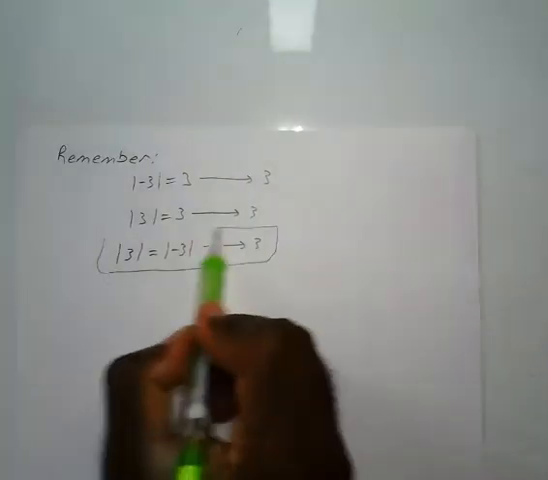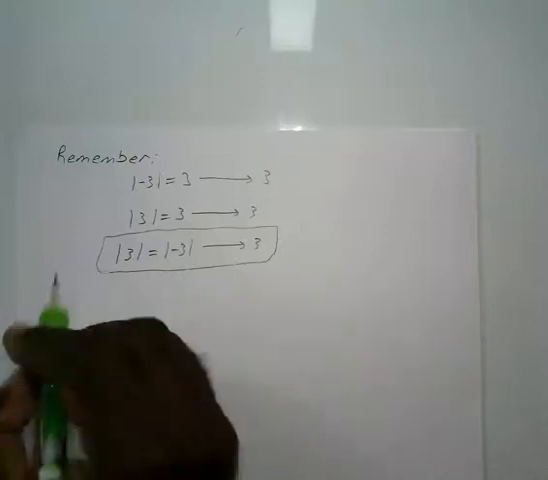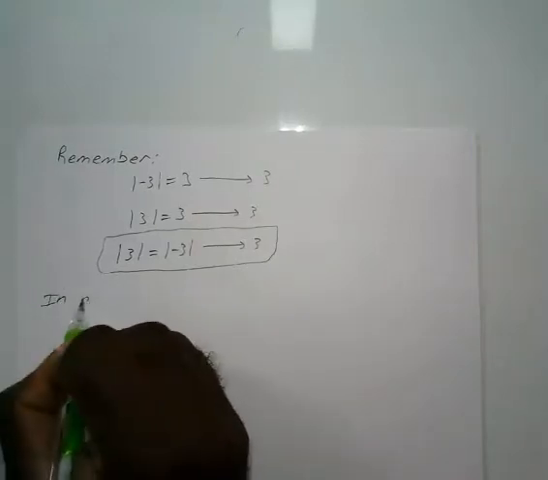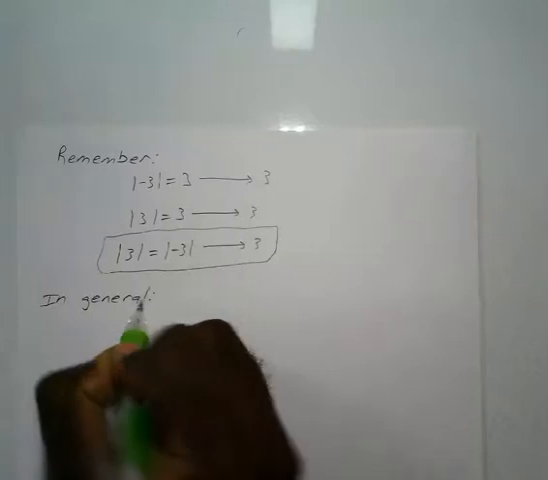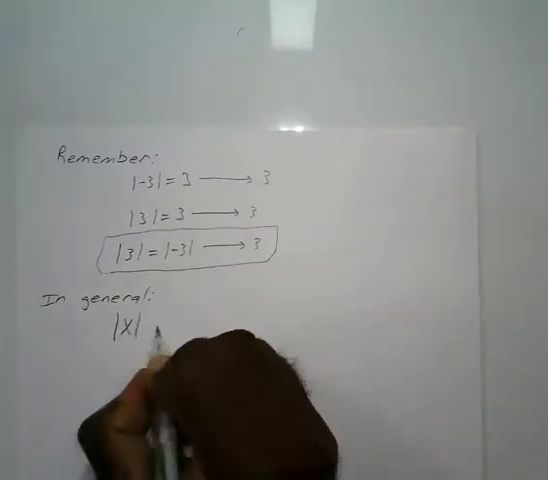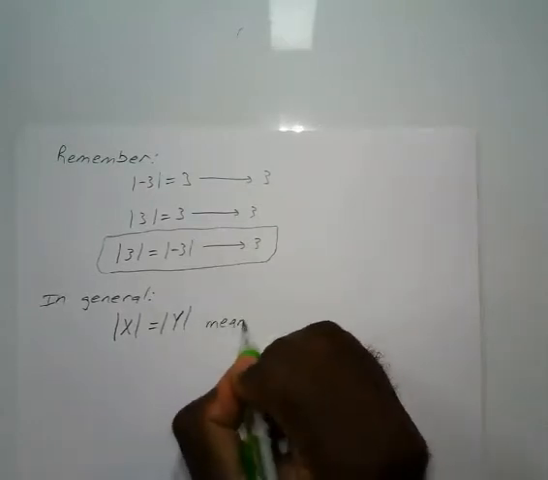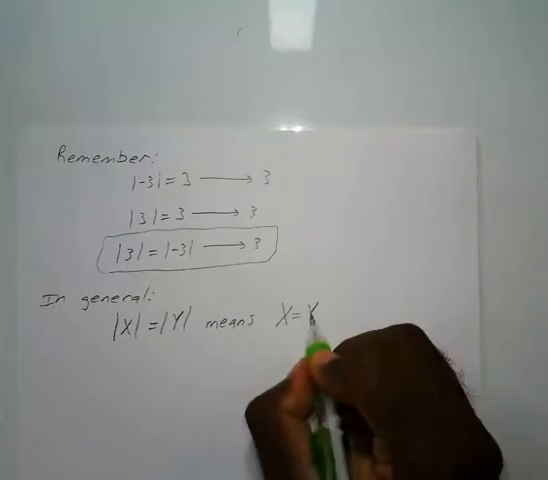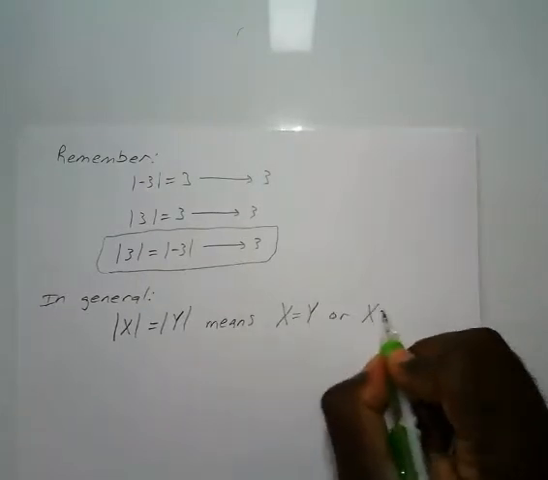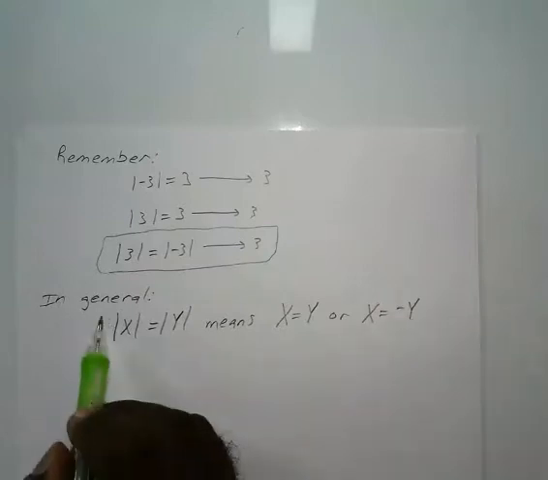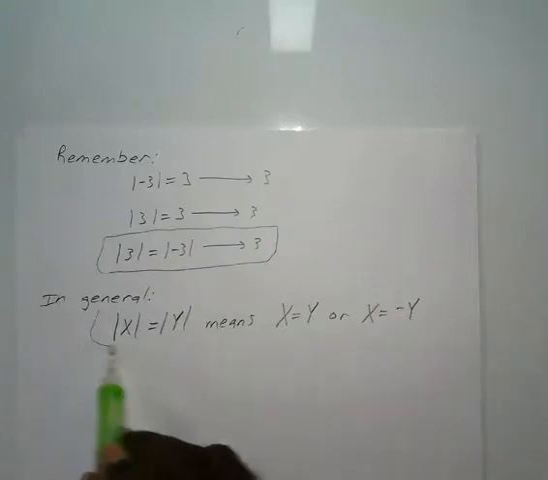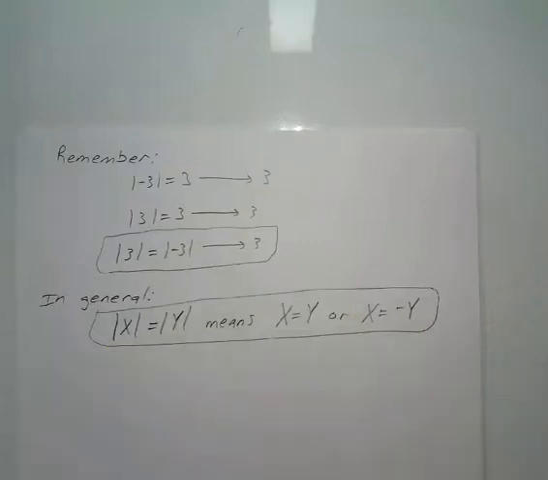So this right here will also give us an additional method. So in general, if you have the absolute value of x equals the absolute value of y, that means x can equal y, or x can equal negative y, which is pretty similar to what we have already, but the x and y kind of represent expressions. Okay, so I'll show you what I mean by that and how this is useful.